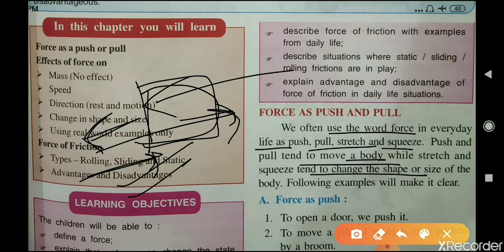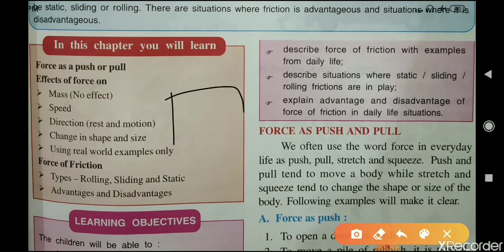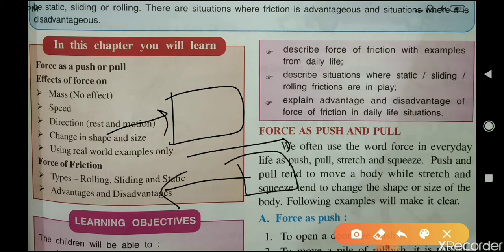In both the cases, you apply force. When you move it away from you, the box is pushed by you, and when you want to pull it towards you, you will pull it. In both the cases, the body will move.